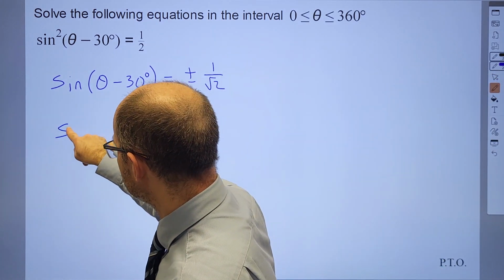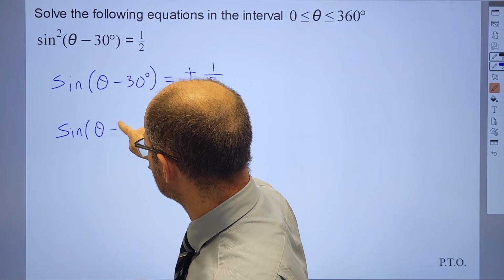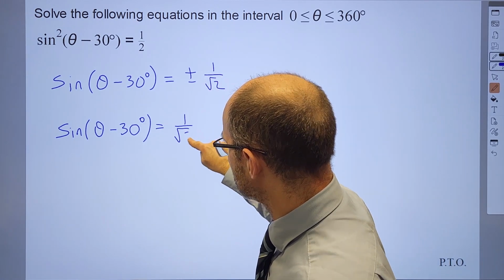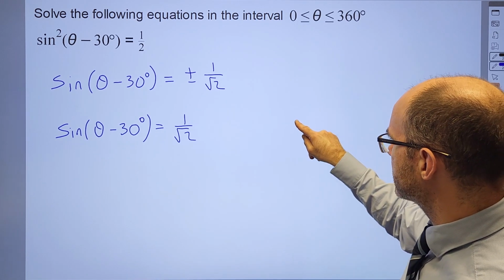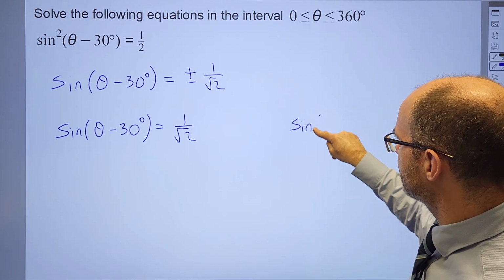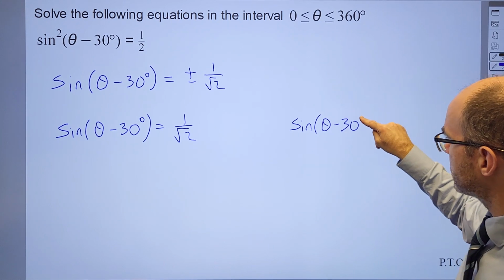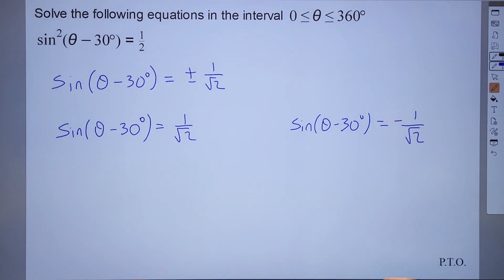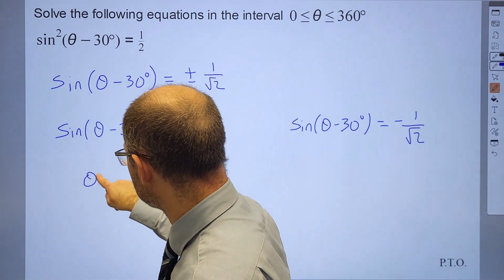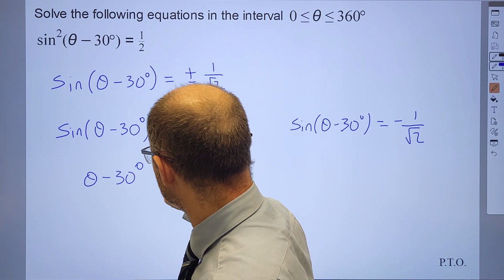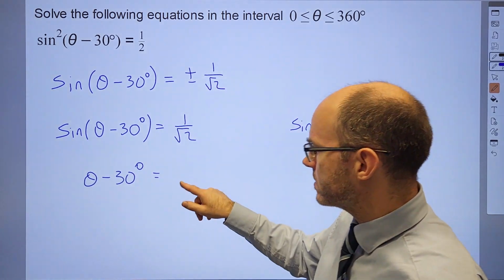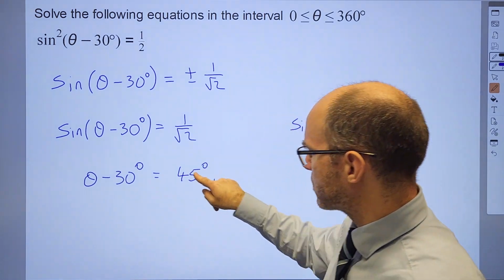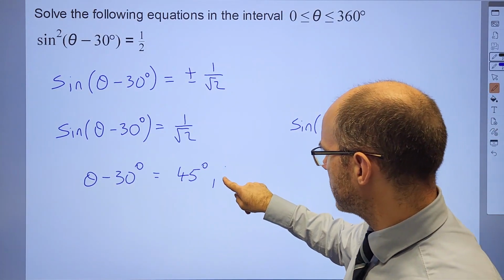So I'm going to work this out individually. So first of all, you've got sine theta minus 30 degrees equals positive 1 over root 2. You don't have to worry about rationalising the denominator. It's not that sort of question. Just the final answer is what we're interested in. And we'll solve this one when it's negative 1 over root 2. So inverse sine of 1 over root 2 is 45 degrees. You can work it out in a calculator if you wish. And your second answer, you subtract that from 180. So you get 135 degrees.